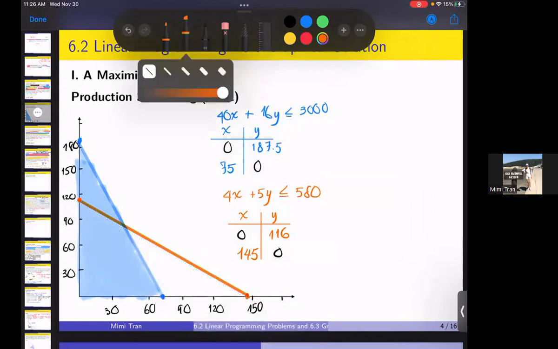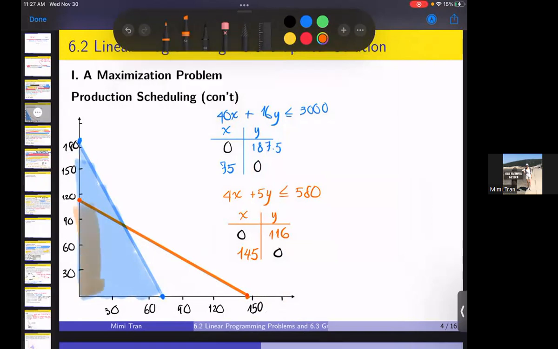And then you pick 30, 30. You plug it in here. It's 4 times 30 is 120 plus 150, that's 270. It's still less than 580, so shade this part. So there's your intersection. Feasible solution.